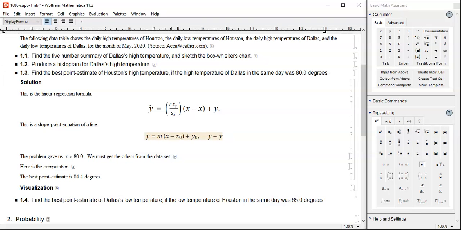Some students may prefer this: y minus y0 is equal to m times x minus x0. Now if I flip this y0 to the other side, we get the first formula. So these two are actually equivalent. This is the slope-point equation of the line. Here, the slope is this, r sy over sx, and the point is x bar, y bar. Does it make sense?